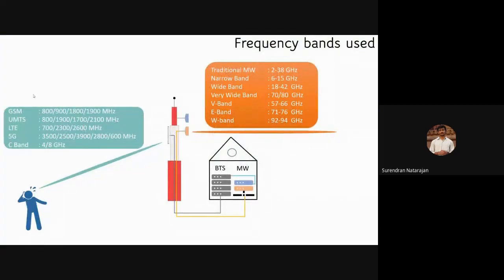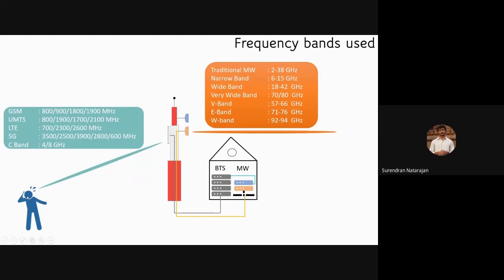Okay, so what is happening at the baseband site? This is a rectangular antenna. It is used to communicate with the mobile device. And the other one is the microwave antenna. This is a microwave antenna, a parabolic antenna. It is used to communicate with the other cellular towers.